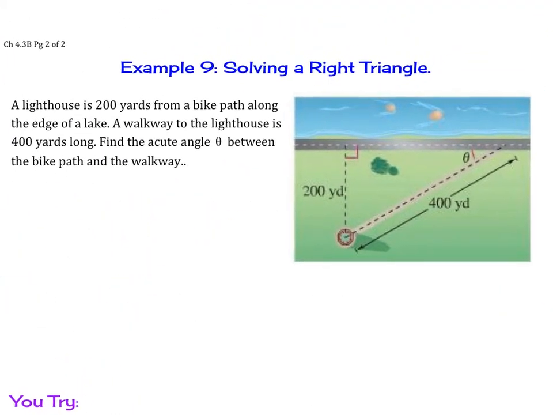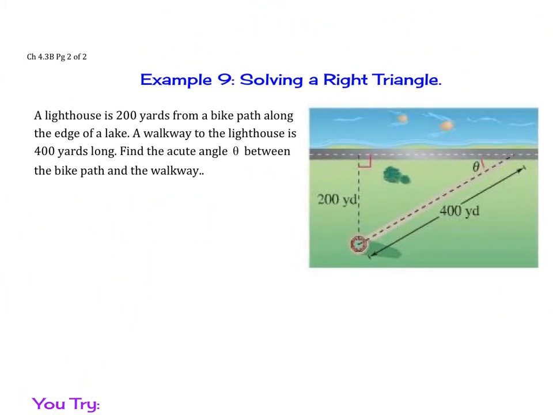Let's look at this example here. A lighthouse is 200 yards from a bike path along the edge of a lake. A walkway to the lighthouse is 400 yards long. Find the acute angle between the bike path and the walkway. Okay, so we're trying to find this angle here. We're looking at opposite over hypotenuse, that's sine of theta equals 200 over 400, and then we can reduce that. Sine of theta equals 1/2.